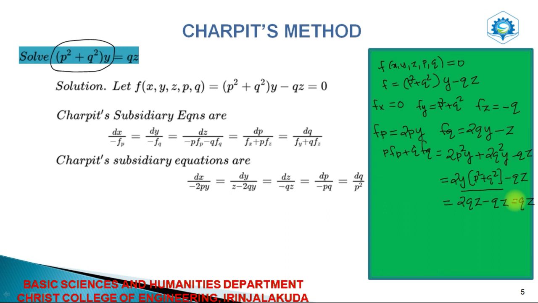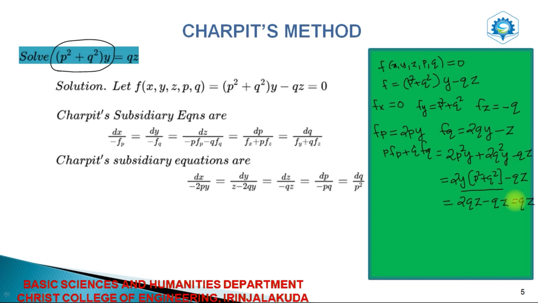We just write the Charpit subsidiary equations. Now our aim is to find an equation or a solution from these Charpit subsidiary equations involving p and q. So we are looking for equations involving p and q. An equation which does not involve both p and q will not be of any help for us. So always try to find an equation involving p and q from the Charpit subsidiary equations. Always choose the simplest equation.